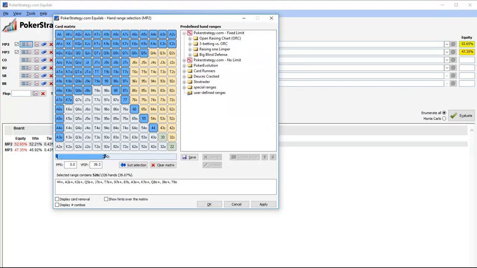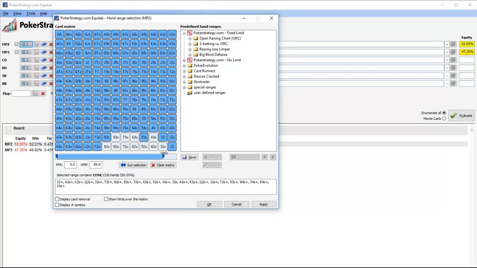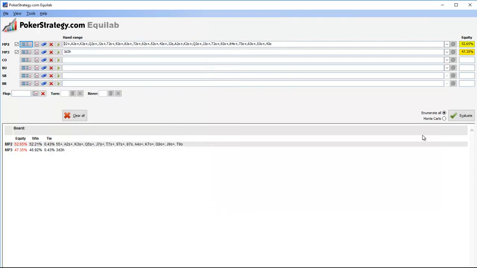And the wider the range, so let's say, for example, we increase this to being a range of almost anything, and our equity should increase a little bit. So you can play around with this. It's cool to use to get an idea for different equities, and that's a really nice way of doing that.